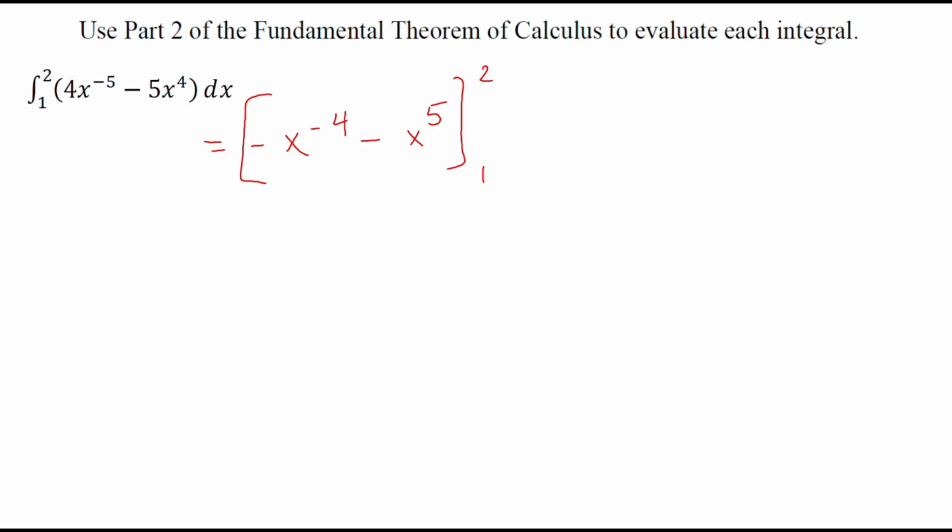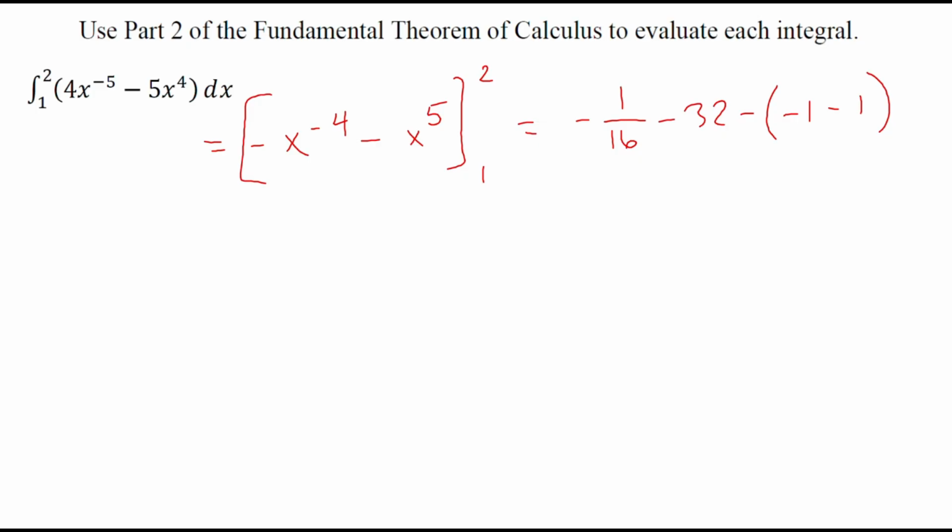Now, negative x to the negative 4th is just negative 1 over x to the 4th. So when I plug in 2 to that, that's negative 1 over 2 to the 4th, which is 16. So negative 1/16. And then minus 2 to the 5th, which is 32. And then we'll subtract from that what we get when we plug in 1 to those. And so if we plug in 1 to both x to the negative 4 and x to the 5th, those are both just 1. So it's negative 1 minus 1.